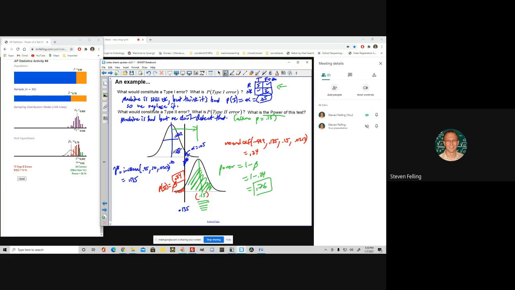But I have frequently seen questions where they ask people to find the probability of a type 1 error. So you have to know that that's whatever you chose for alpha. Okay. And the most common thing of all on AP is to be asked to say what would constitute a type 1 error and what would constitute a type 2 error. So to be able to produce these sentences here, that's probably the most common thing that's asked here.